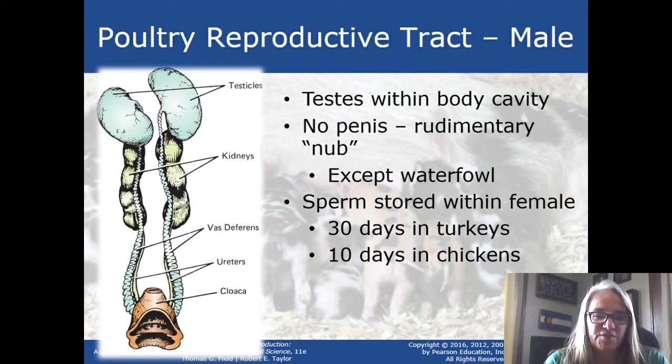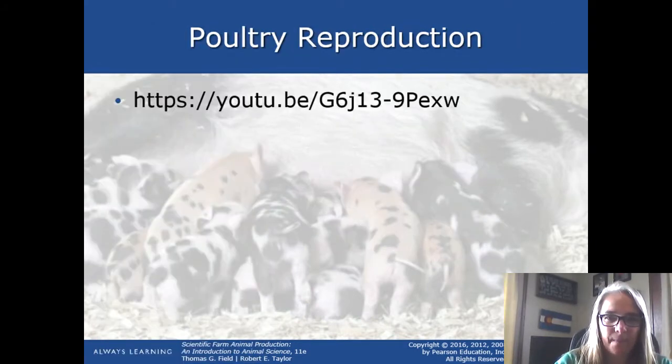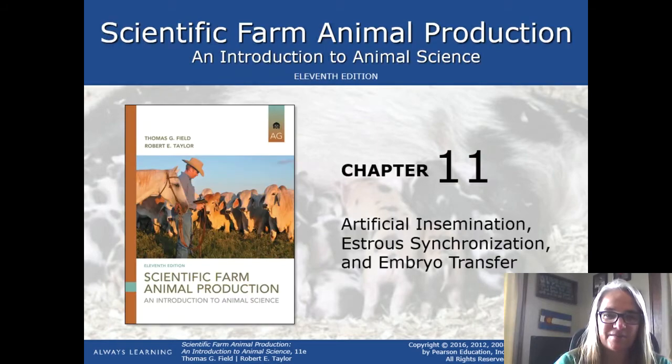You should know that the sperm can be stored within the female poultry animal for a decent chunk of time. It's up to about 10 days in chickens, but for turkeys it's actually up to about 30 days. Again, take a look at this poultry reproduction modeling video because it has some really cool graphics that make that easy to understand.